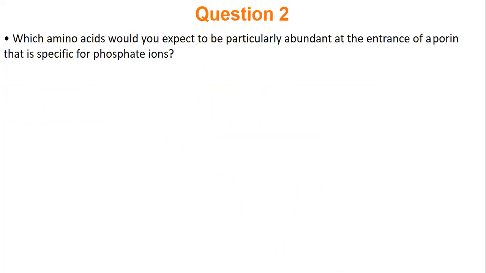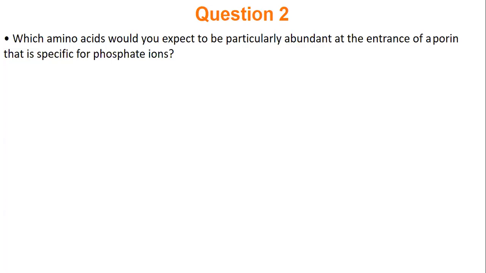So let's say you had a channel for phosphate, right? Phosphate is PO4 3-. What two, I'm going to say there's 2, what 2 amino acids do you think would be at the top of our porin to try and attract that potassium ion towards us? This is a good review on amino acids because it's been a while.